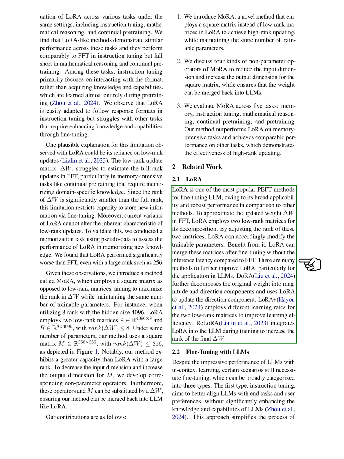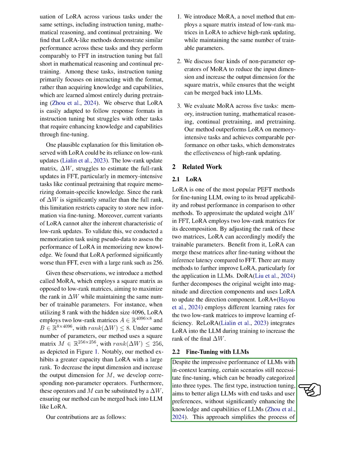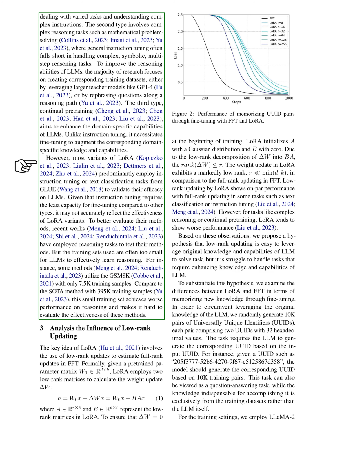Section: Fine-tuning with LLMs. In this section, we explore fine-tuning with large language models, LLMs. Despite the strong performance of LLMs with in-context learning, there are situations where fine-tuning is still necessary. We can broadly classify these scenarios into three types. The first type is instruction tuning, which aims to better align LLMs with specific tasks and user preferences without significantly increasing their knowledge and abilities. This simplifies handling various tasks and understanding complex instructions.